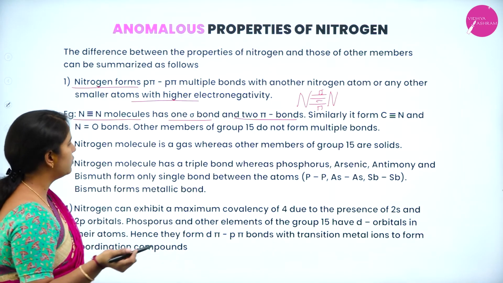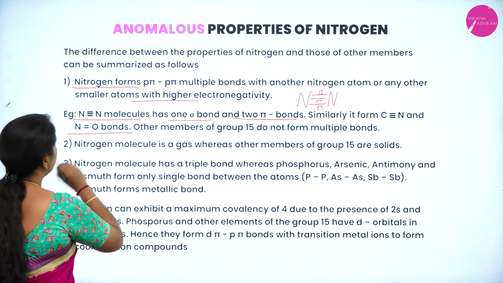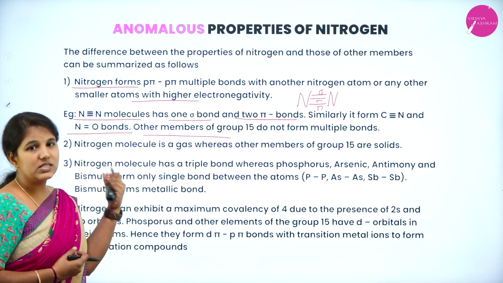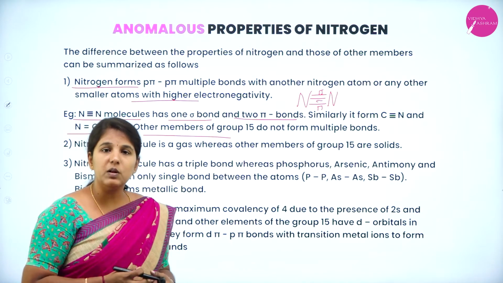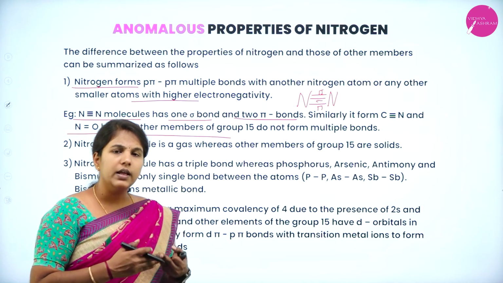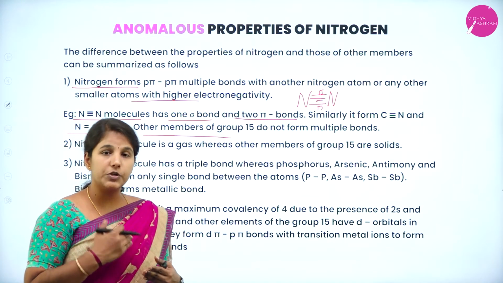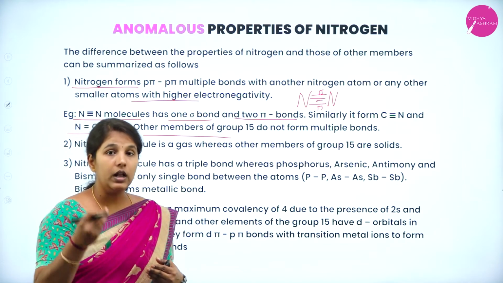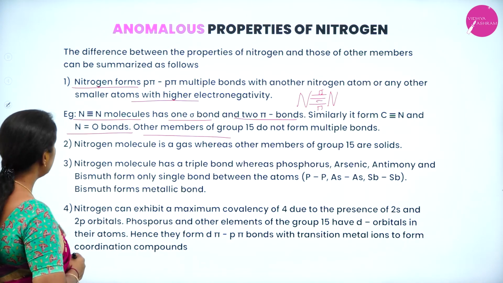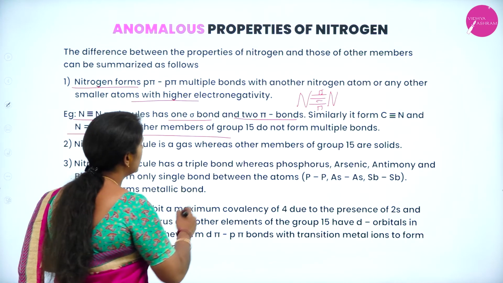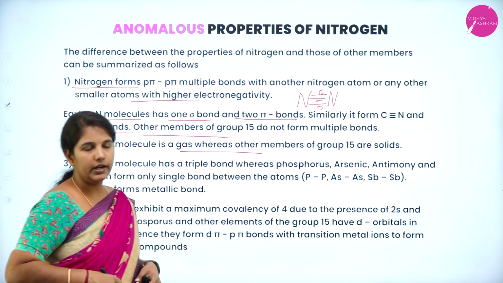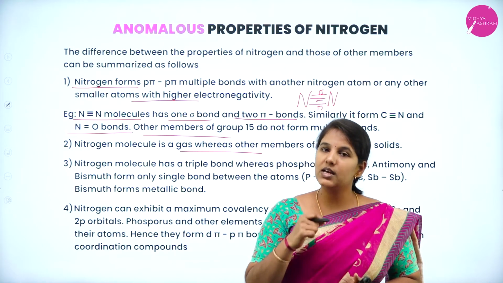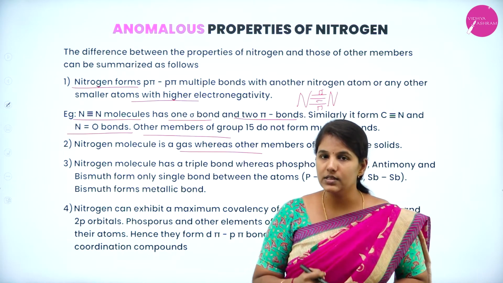Similarly, between carbon and nitrogen there is a triple bond, and between nitrogen and oxygen we have a double bond. Other elements of the group will not form multiple bonds, whereas nitrogen can, while the others form single bonds. That is why, because of these special characters, nitrogen looks different from the other elements in the same group. And the nitrogen molecule is a gas, whereas other members of group 15 are solid. So in physical character too, nitrogen is the only one exhibiting the gaseous state, whereas the other elements are usually solid in nature.